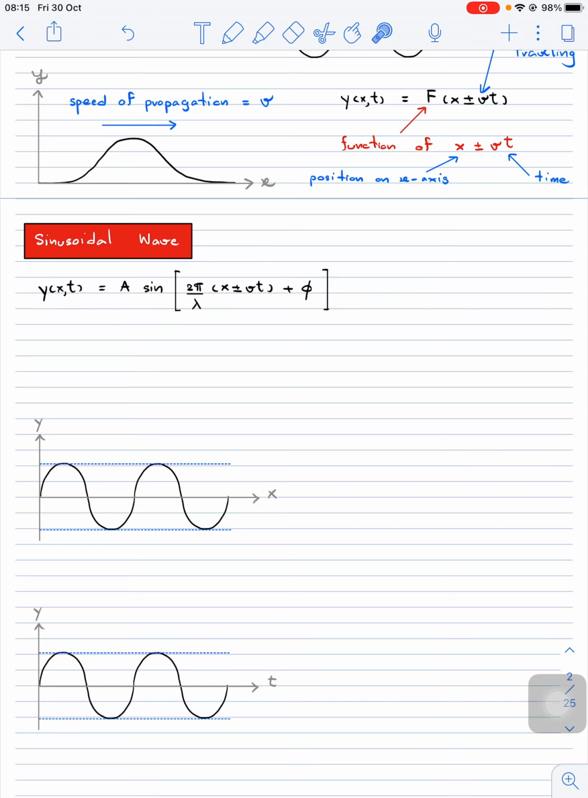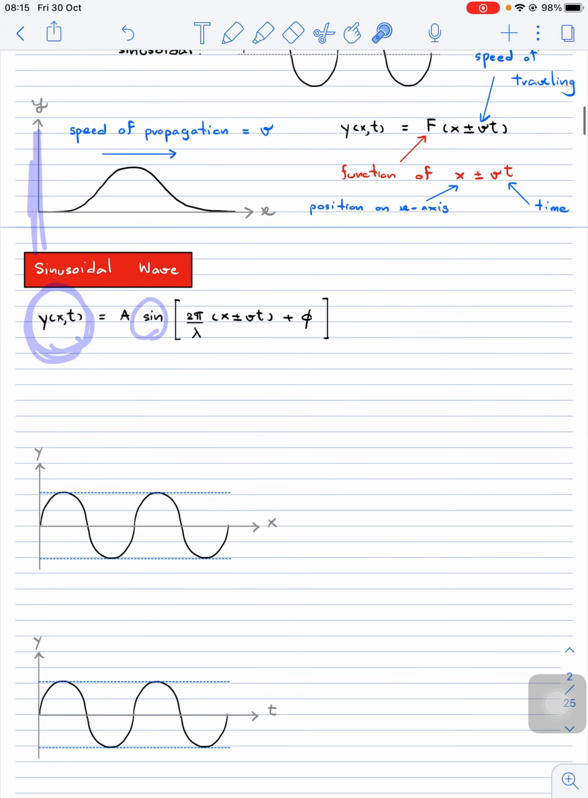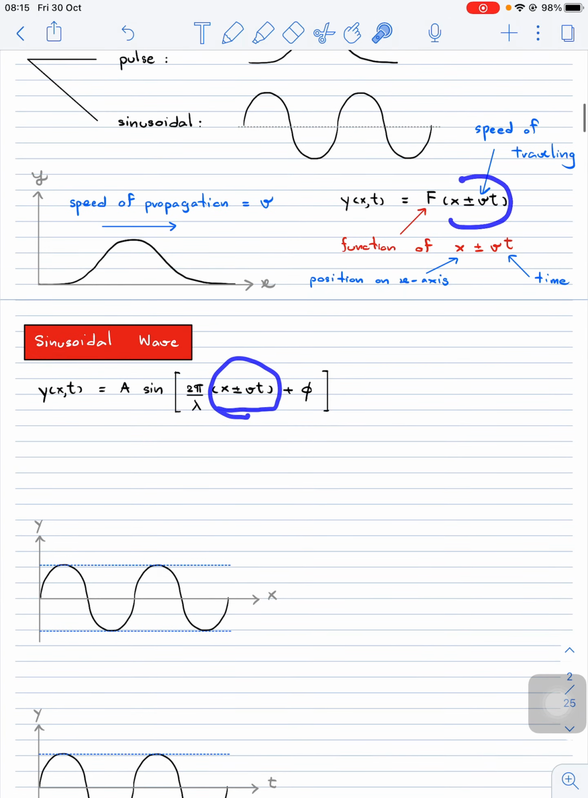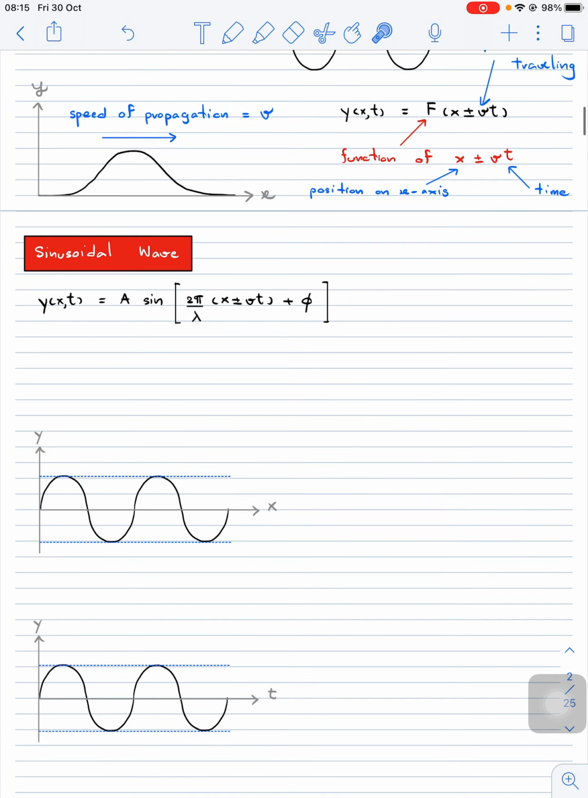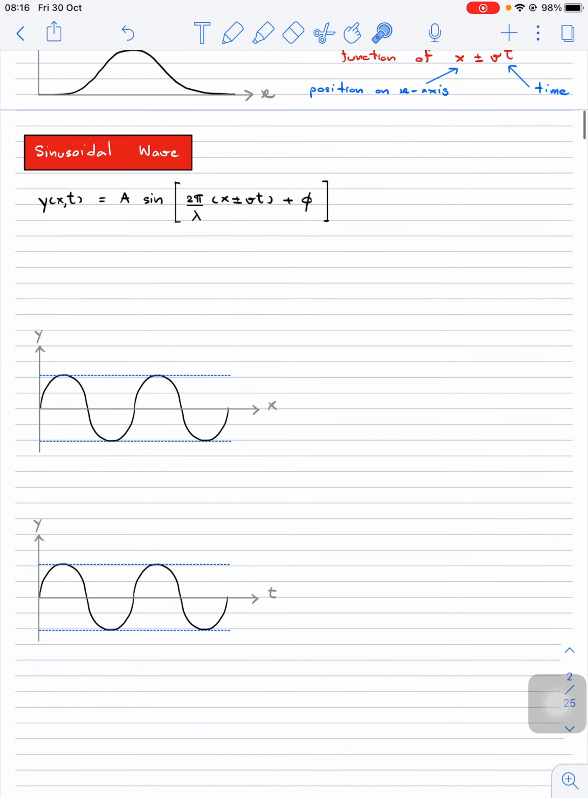You can see that we have the sine function, and the y here is going to be the displacement along the y-axis. Then in this sine function, the argument depends on x plus or minus v times t, as I just mentioned before. That's called the sinusoidal wave function.